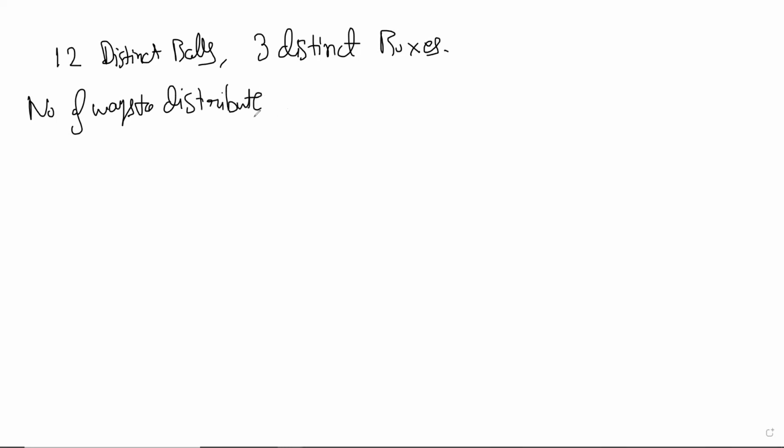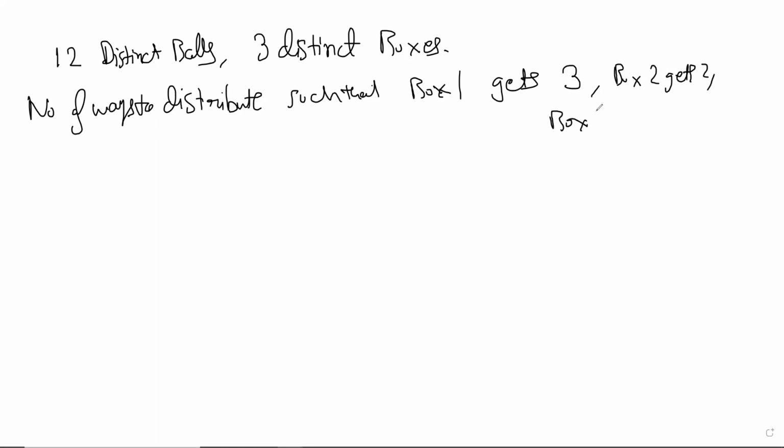Again, let me repeat, this doesn't look like a lattice path problem, but consider the number of ways to distribute such that box 1 gets 3, box 2 gets 2, and box 3 gets 5 balls. Let's think about this. Let us see how we can do this.